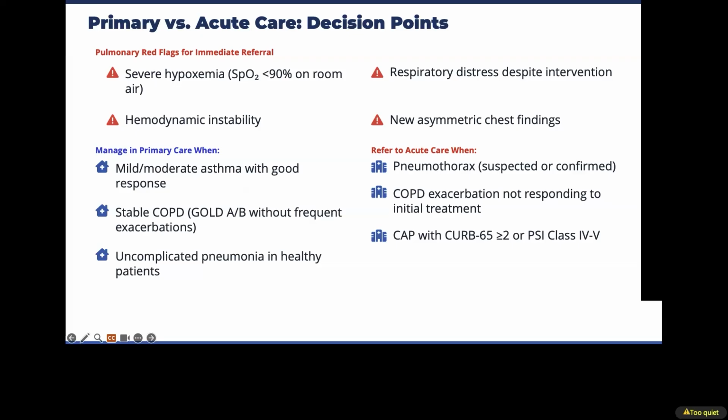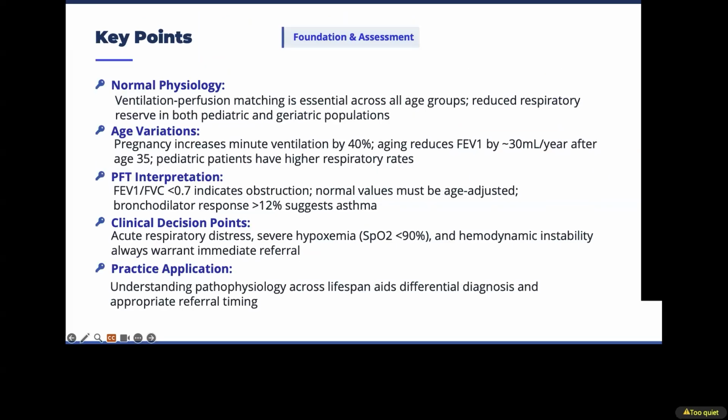What can you manage in primary care? Things like asthma, mild to moderate, responding to initial treatment. The peak flow gets better. The COPD is stable. They're at a GOLD stage A or B, and we'll talk about that in a minute. But these patients are chronic and uncomplicated. Community-acquired pneumonia can be safely managed in primary care. Acute care is when you have things like the hypoxia and those clinical symptoms with the tachycardia and constitutional findings. Don't sit on that. So what do I want you to take from this portion?